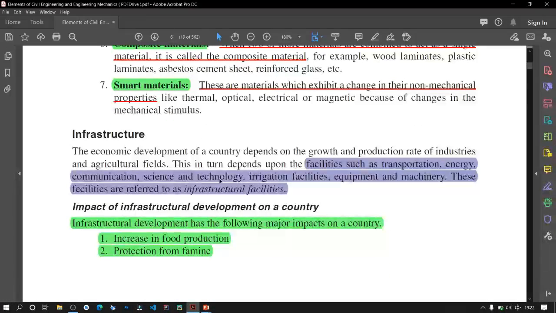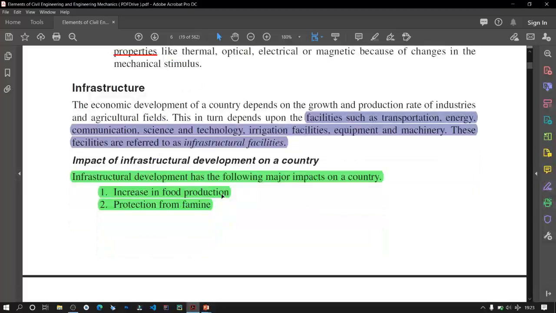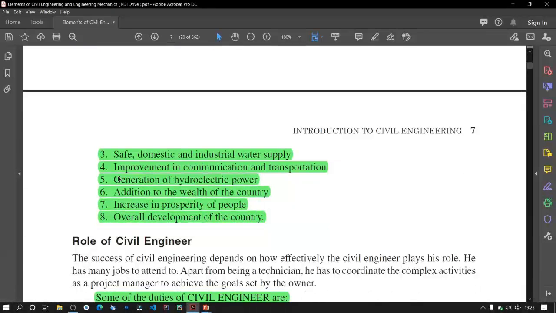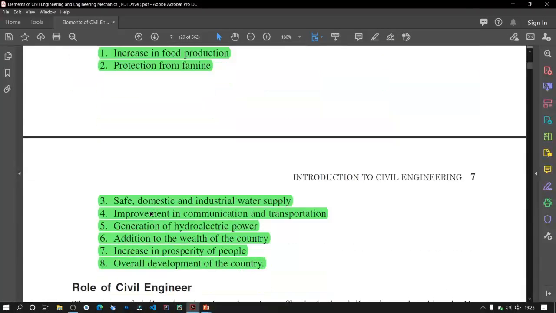Infrastructure development. Infrastructural facilities, make a topic. Then write these facilities, such as transportation and energy. Then write the effect of infrastructural development on the country. Write these 6 to 8 points. If you read once, you would understand what infrastructural development is.